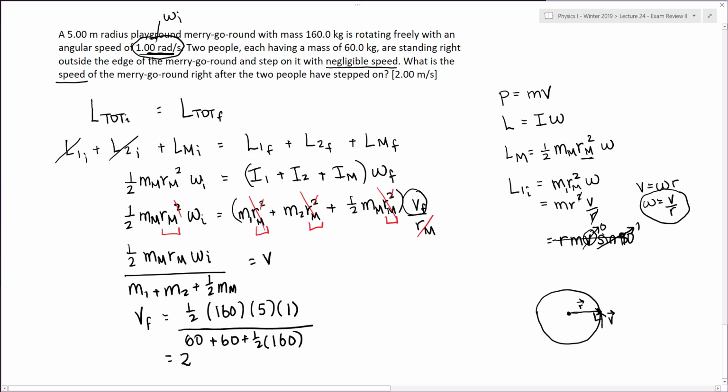Okay, so now if I look at significant digits, I have 3 here, I have 3, I have 3, and I have 3. So my answer should also have 3. So I'm going to write 2.00 meters per second. And that is the speed of the merry-go-round right after the two people have stepped on.